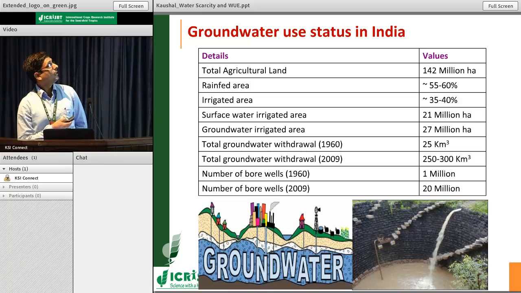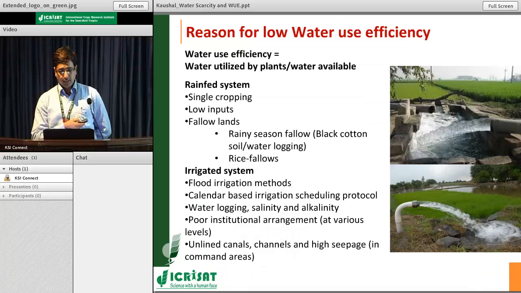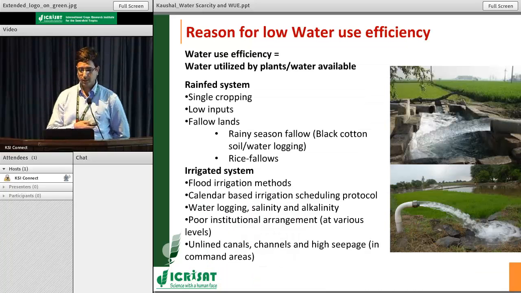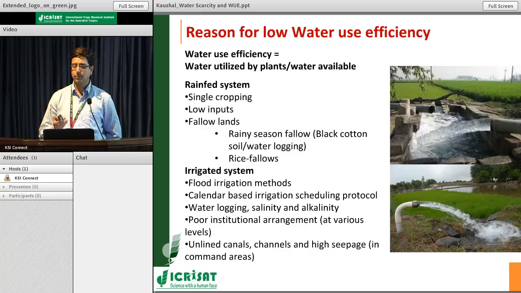Now this slide shows the reasons for low water use efficiency. If we look at the definition of water use efficiency, it is input versus output: how much water is available with us and how much we utilize. In rainfed systems, water use efficiency is in general 40 to 50%, and in irrigated systems it is even less than 30%.